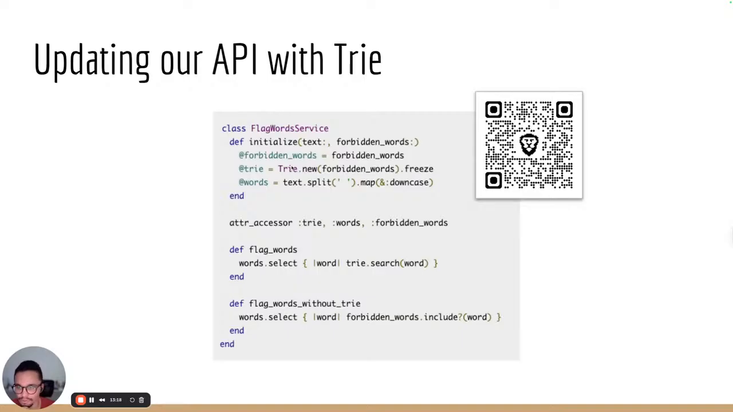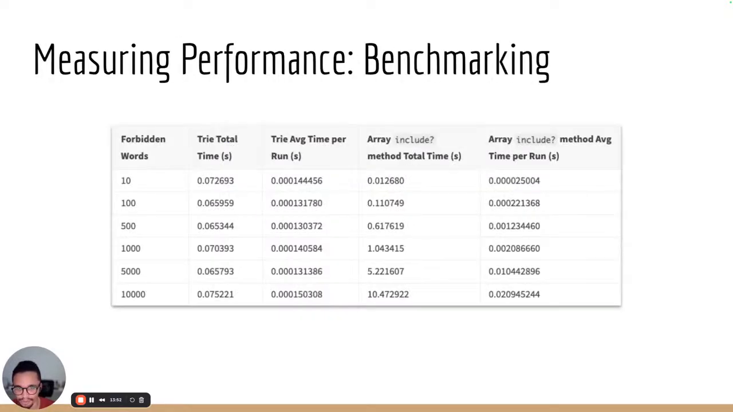The service has a few small changes here, like the trie that we need to add, using as input the forbidden words that you want to search in our text and creating a trie in memory. And now we only need to change the flag words, selecting the words that you want to handle and searching each word from the text. Yeah, I think it's easy. It's a very simple change.